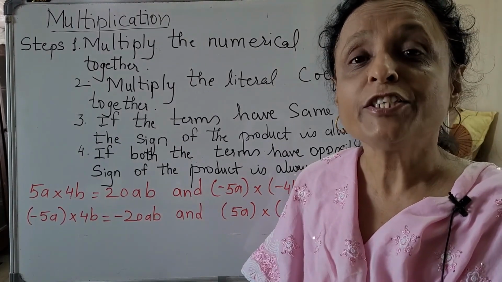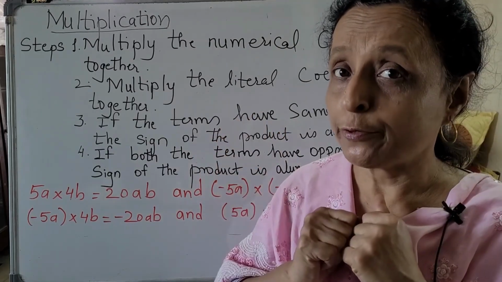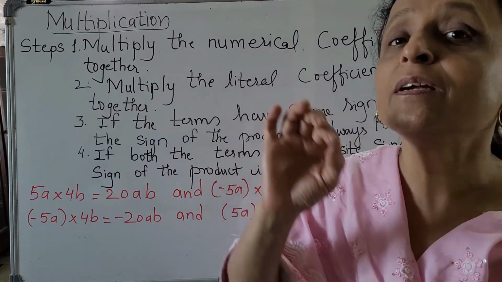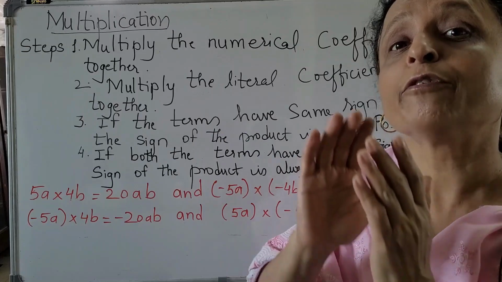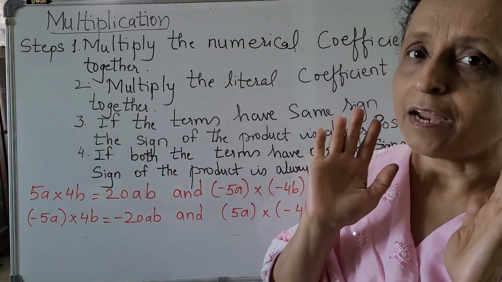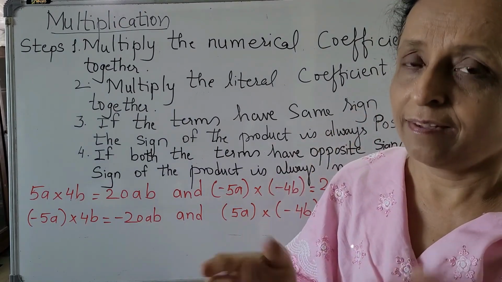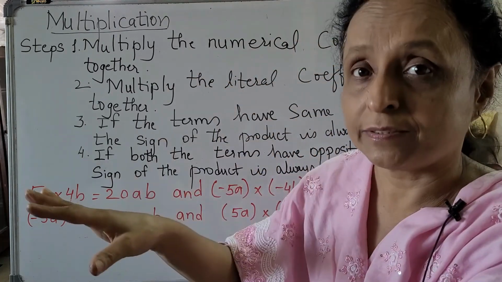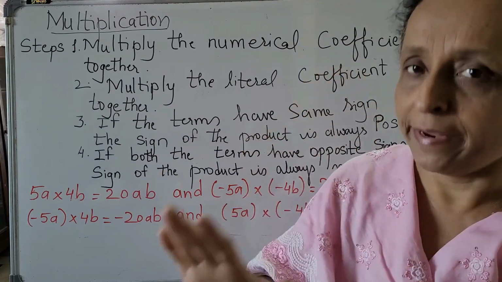Now the multiplication of monomials, very simple. What you have to do is first multiply the numerical coefficients. After that, you take the literal coefficients and multiply them. That you have done. Third step, what about the sign? If the signs are the same, you write plus. If the signs are different, then you write minus.